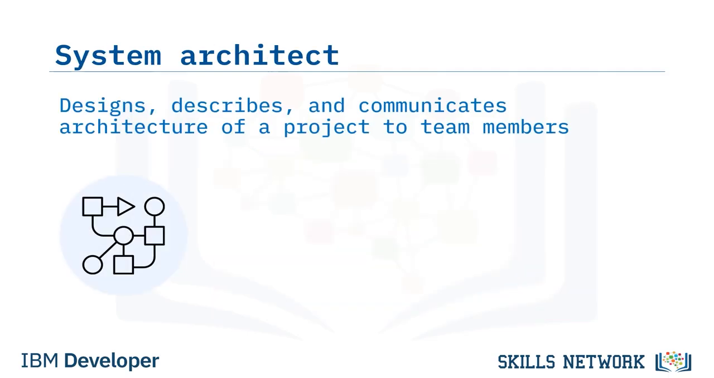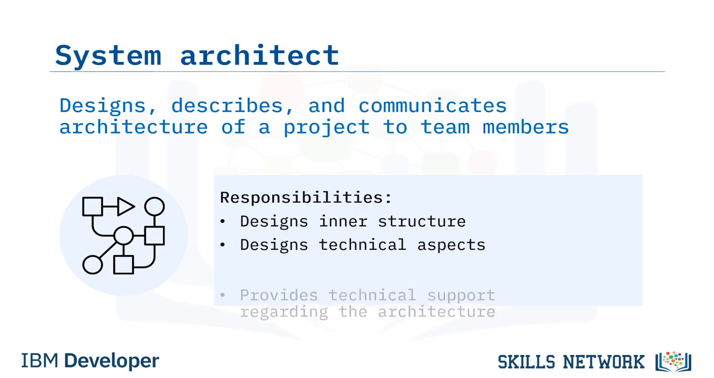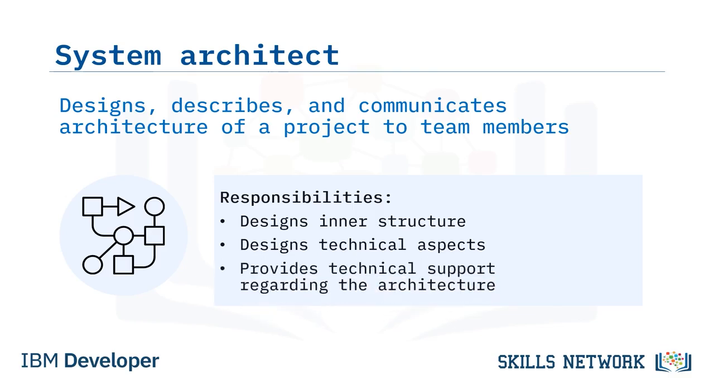The system architect designs and describes the architecture of a project as well as communicates that architecture to team members. They are sometimes also called a software architect or a solution architect. They are responsible for designing the essential characteristics of the inner structure and technical aspects of the software. The architect provides technical support across the different stages of the SDLC. Note, software architecture will be discussed in further detail in another module.